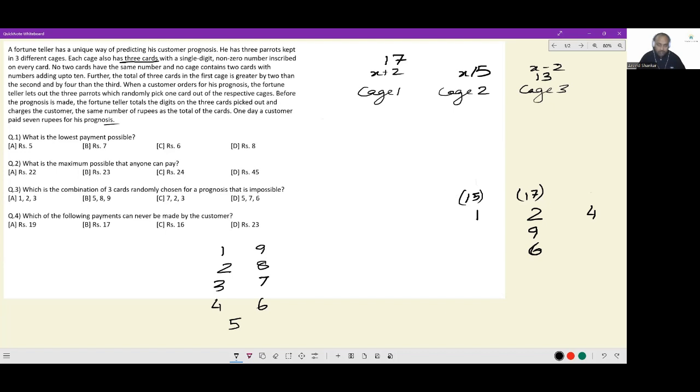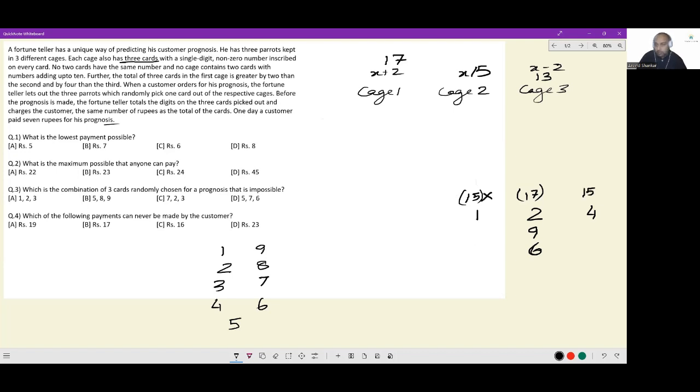For 15, 1 is already here. Let's see if I can get 14 more. Can I do 9 and 5? No. 9 cannot come with 1 and 9 is already used up. Can I do 8 and 6? No, because 6 is already used up. So nothing doing. And 7 is only present alone. So I can't really get this to add up to 15.